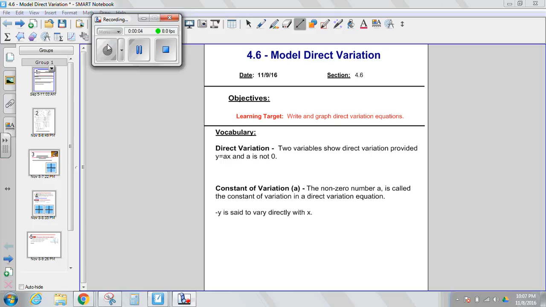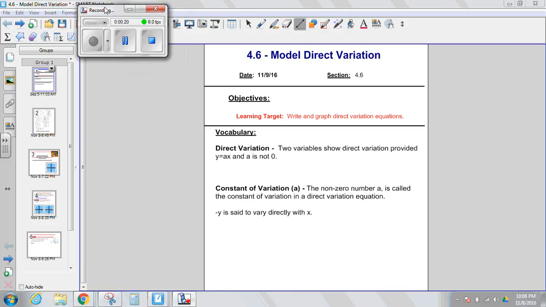Hello. Today we are starting section 6 in our notes, and we're going to be talking about modeling direct variation. Yesterday we just learned how to graph a line in slope-intercept form, and so today we're going to branch off that and talk about direct variation. Our learning target today is to write and graph direct variation equations.